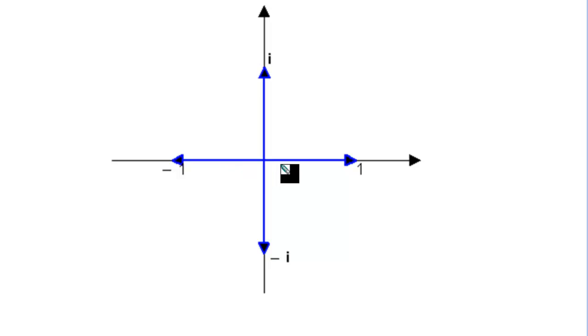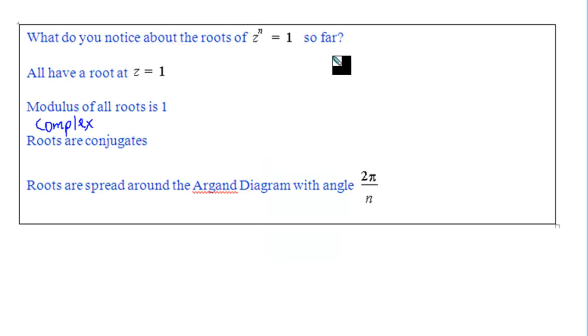So all along the axes, again, pi on 2, pi on 2, pi on 2, pi on 2. The angle between them all is pi on 2. And again, our 2 complex roots occur in conjugate pairs. So hopefully you can see that. z to the power of n so far all have a root there at z is equal to 1.